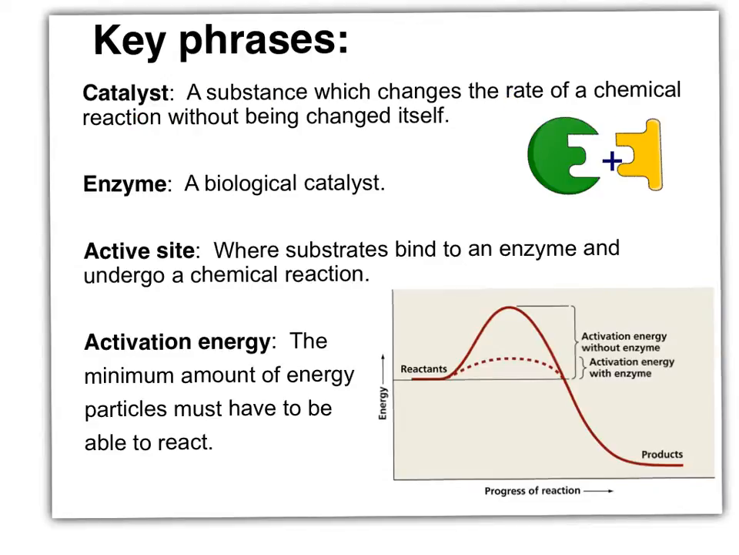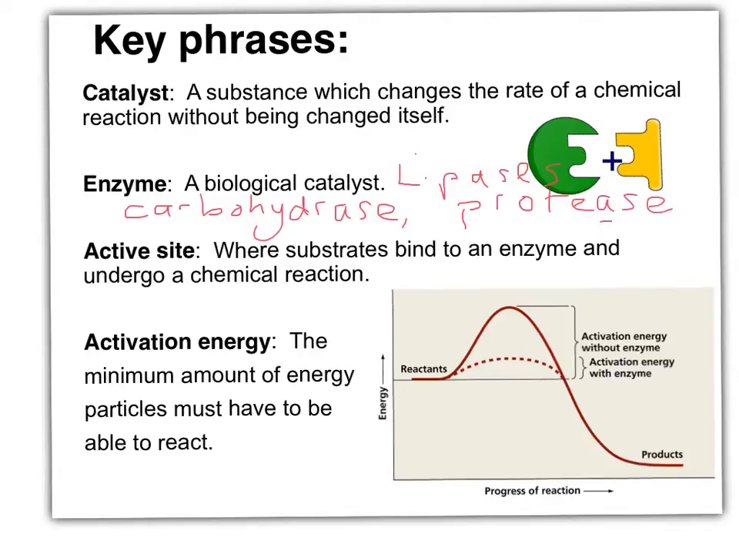Okay. Second one is an enzyme. Now, an enzyme is a biological catalyst, and some of the enzymes that you might need to know about might be lipases or even carbohydrases. And proteases. Now, if you notice, you can see that at the end, it's A's, okay? Anything with A's at the end is an enzyme.